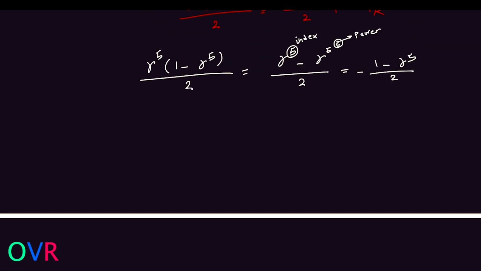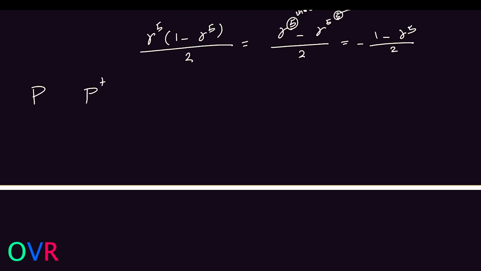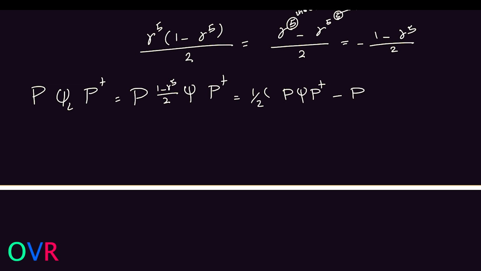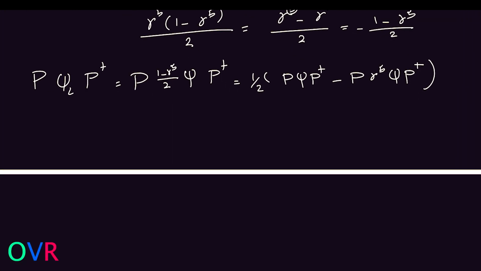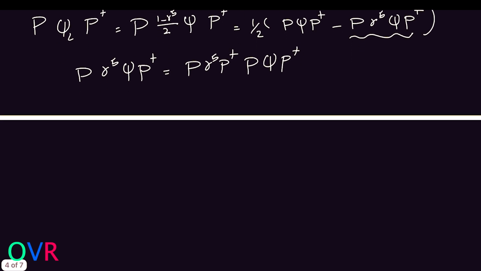And now we can prove what happens if we apply the parity on psi L. Let's say I'm applying parity on (1 minus gamma 5) divided by 2 of psi. Then I can take 1 over 2 out and just basically say I have P psi P dagger minus P gamma 5 psi P dagger. Now I'm going to go to this term, P gamma 5 psi P dagger. This is equal to P gamma 5 P dagger P psi P dagger. And I want to show that P gamma 5 P dagger is equal to minus gamma 5.